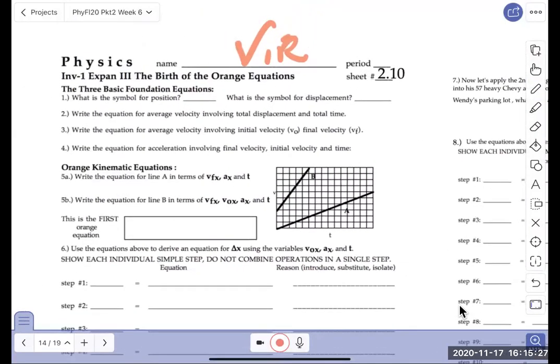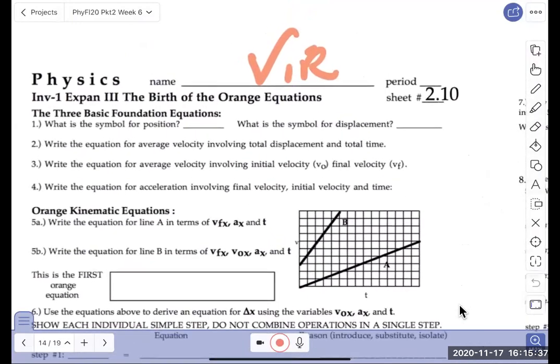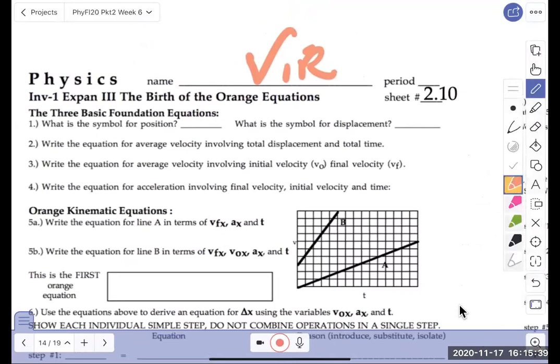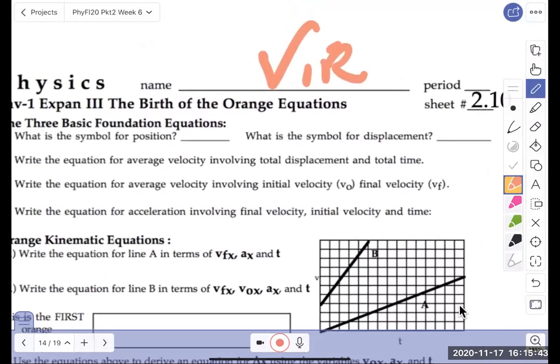working on this theoretical, developing two of the three orange kinematic equations, okay? I'm going to go through this kind of quickly. So start off with, what is the symbol for position? That is just X. You could say Y, you could say Z, you could say S, but we're just going to call it X for now. Keep it simple. What's the symbol for displacement? That's delta X.